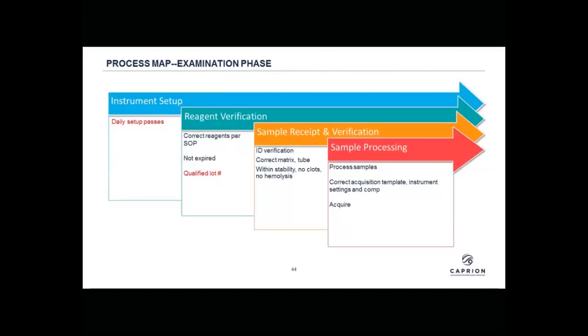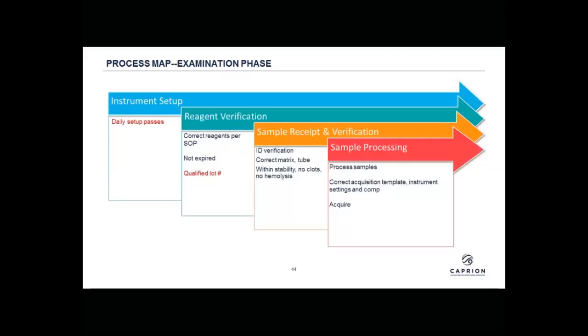Reagent verification. First of all, you need to make sure that the bottle you've got in your hand is the right one, and it's the right reagent as listed in your SOP, that it's within its expiry date, and that it is past the lot-to-lot qualification. Now we're going to look at our specimen and look at, is it the right specimen? Verify the specimen ID. Is it the right matrix in the right tube? Is it within stability? We're going to look at specimen quality. Is it clotted? Is it hemolyzed? Can we use that sample?